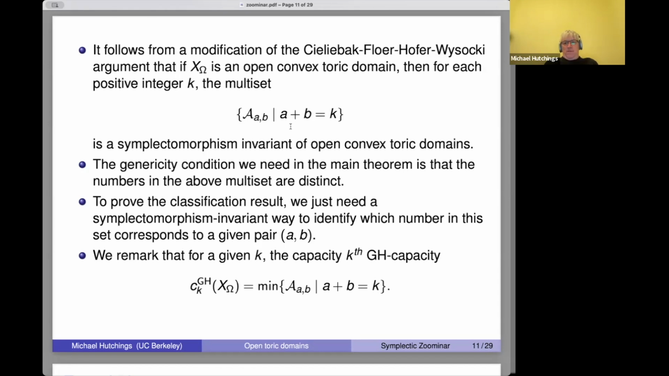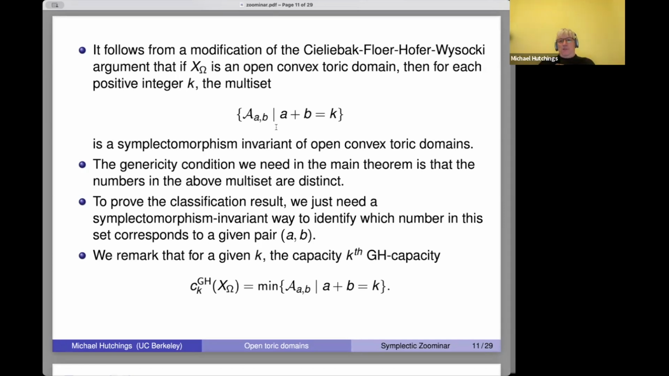So symplectic invariants tell me what the numbers A_AB are. The genericity condition that I need to assume in the main theorem is that for a given k, these action values A_AB are distinct. Maybe this can be dropped, but I'll need it at one point in the proof, as you'll see.